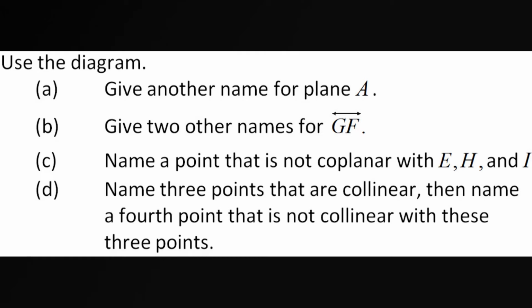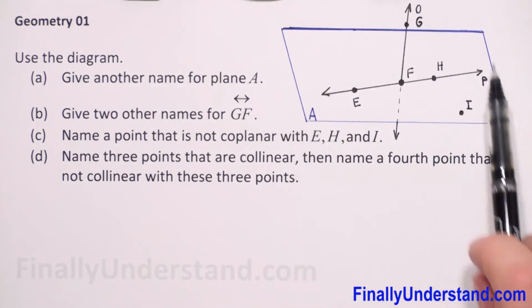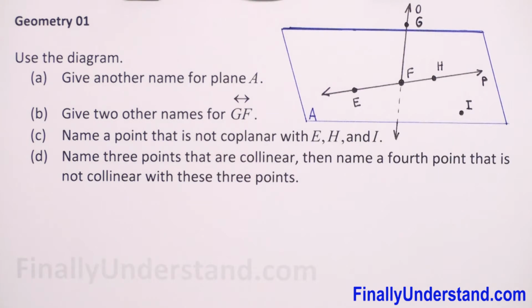We have a given diagram, and first we have to give another name for plane A. This is our plane A. First, what is a plane? A plane has two dimensions. It is represented by a shape that looks like a wall or a floor, but it extends without end. Through any 3 points not on the same line, there is exactly one plane. We can use 3 points that are not on the same line to name a plane.